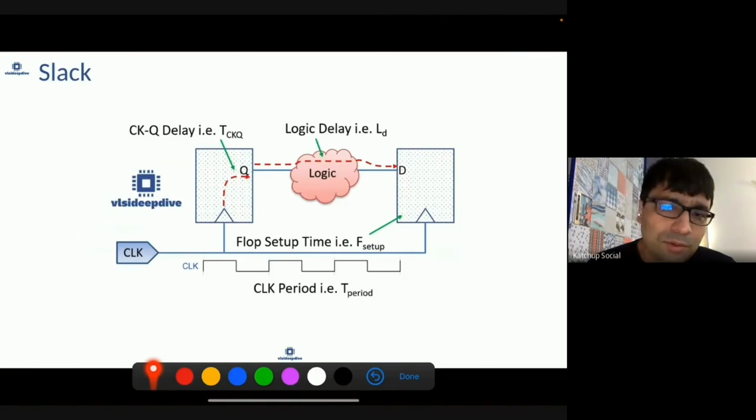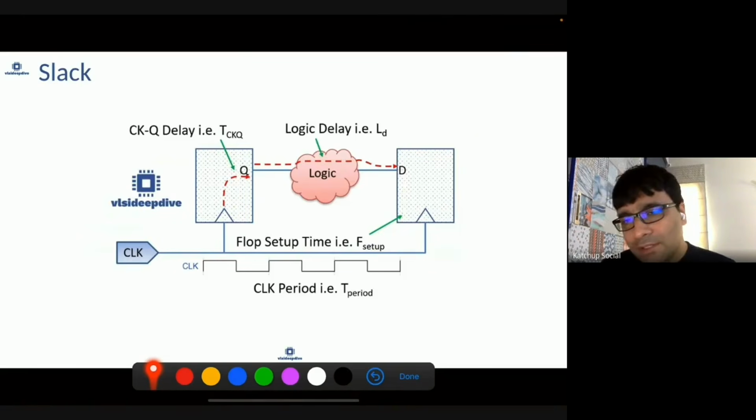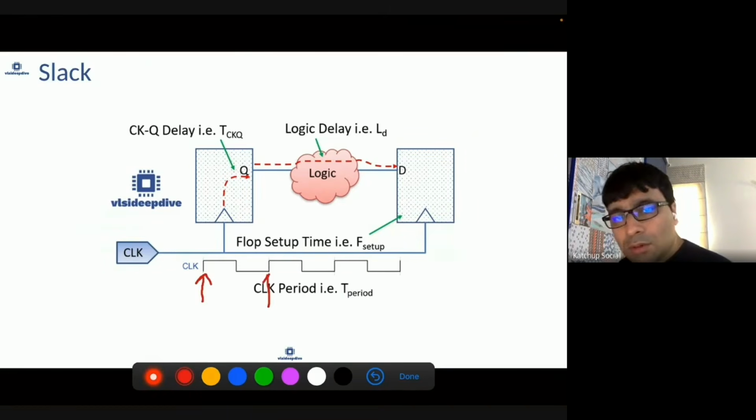So we have understood this using pictures. Let's make it more realistic with the design elements. You have a flop here, which is going through combinational logic, and then ending here. There is a clock, let's say with a clock period of T period, and the flop has a certain setup time requirement. What will happen in this design is you will launch the data on this clock edge, and you'll capture on this clock edge. So your data should arrive before the clock edge. Only then can it be captured.